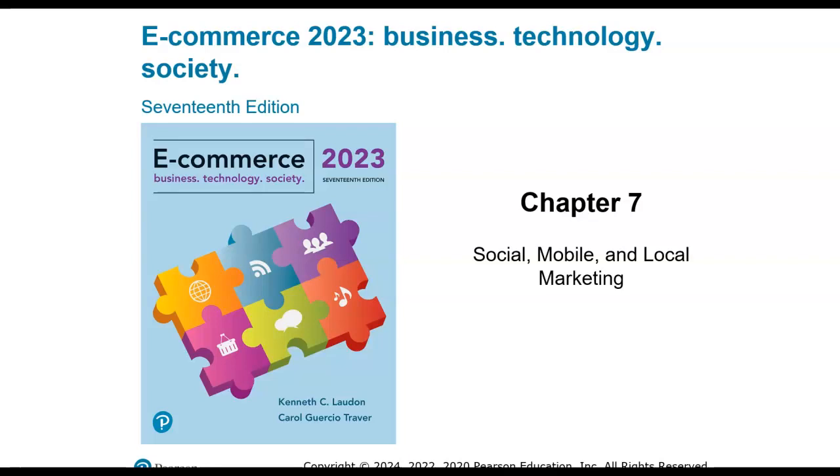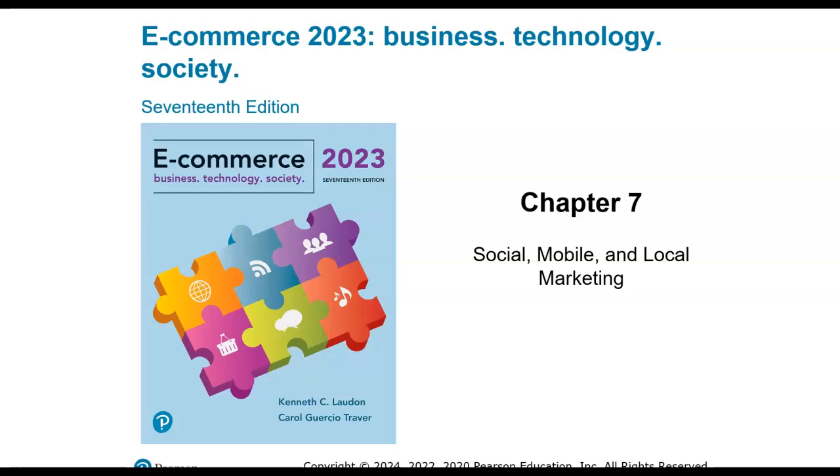Of course, we just got finished with a chapter on marketing online in general. We're going to dive a little deeper into social, mobile, and local marketing. These topics deserve a little bit further exploration simply because these are the hot areas in online marketing right now. We're going to be moving fast because a lot of the key concepts we already covered in Chapter 6.